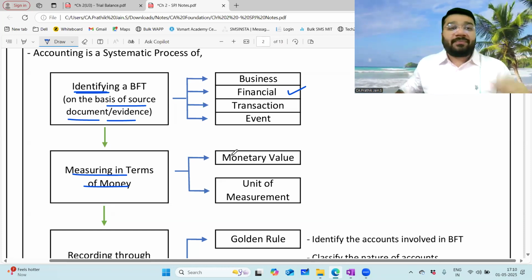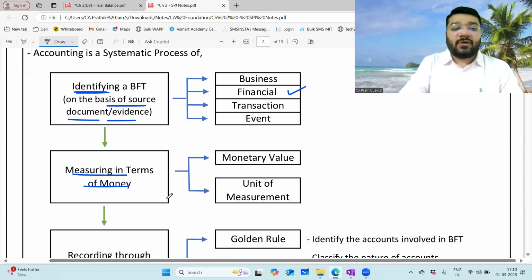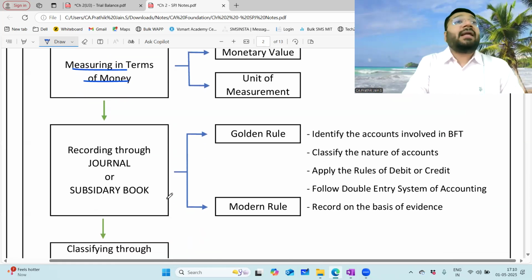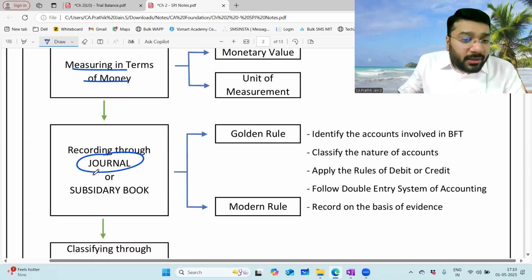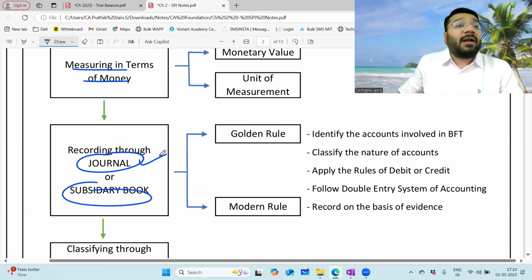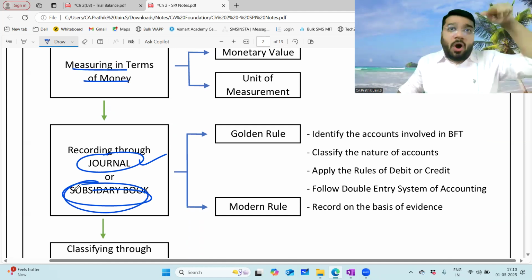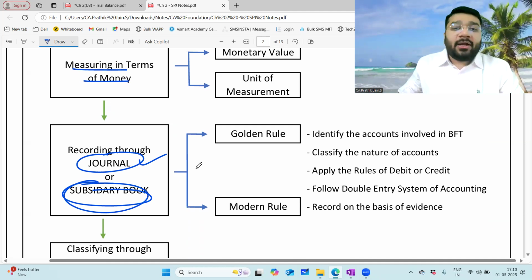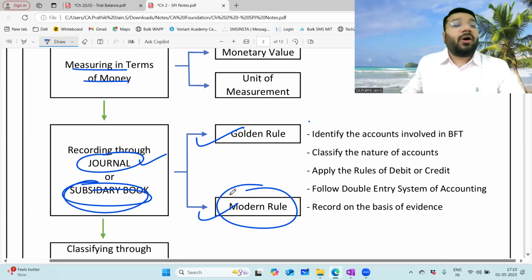Once you identify a business financial transaction and measure it in terms of money, you have to start the recording. Recording happens in either journal or subsidiary book. Journal is called the book of original entry, also called the book of primary entry. Subsidiary book is called books of original entry. Now the recording happens by following a couple of steps. I'm not going in depth again, but here the rule that you'll apply is either golden rule or modern rule. Predominantly the rule that you'll apply is modern rule.